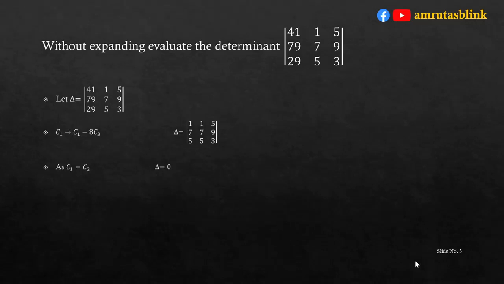Now, if we observe this determinant, C1 is equal to C2. Hence we can say that the value of delta is equal to 0, because there is a property of determinants which says that if any two rows or any two columns are identical in a determinant, then the value of the determinant is equal to 0. Hence the determinant with rows 41, 1, 5; 79, 7, 9; and 29, 5, 3 is equal to 0.